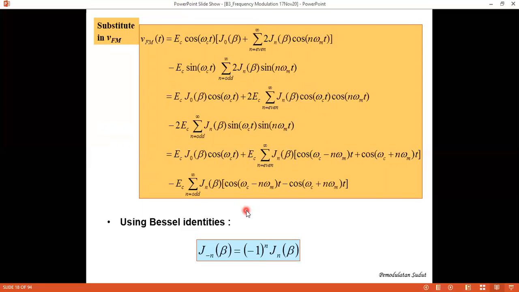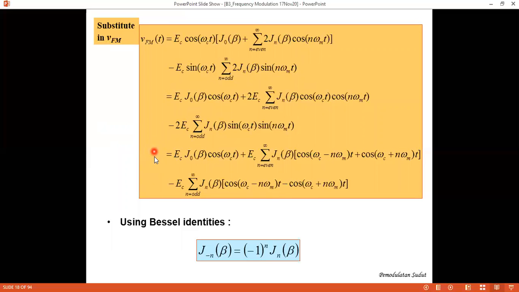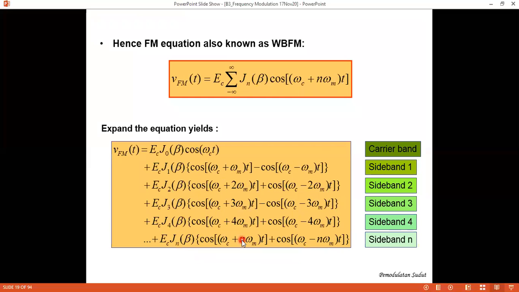From this we can simplify. From the long equation here, using this Bessel identity, we can simplify. When we expand, first we take 0. When it's 0, then we have EC J0 beta cos omega c t. Then when it's minus 1, let's say minus 1.